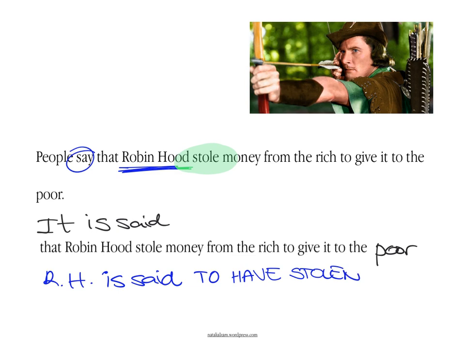stolen money from the rich, blah, blah, blah. Okay, so this verb remains in the same tense, but in the passive, of course. And this verb, to indicate that this action happened before this one, needs to be in the perfect infinitive.